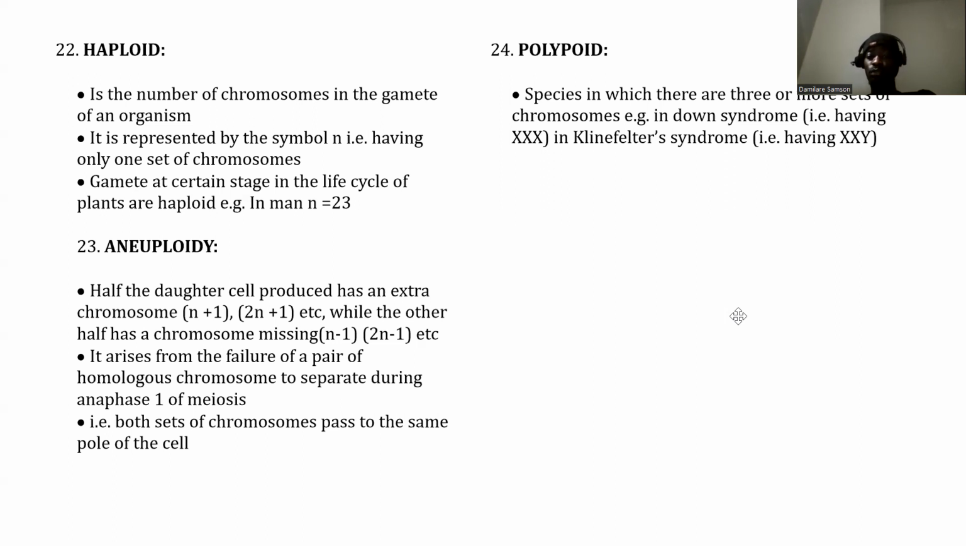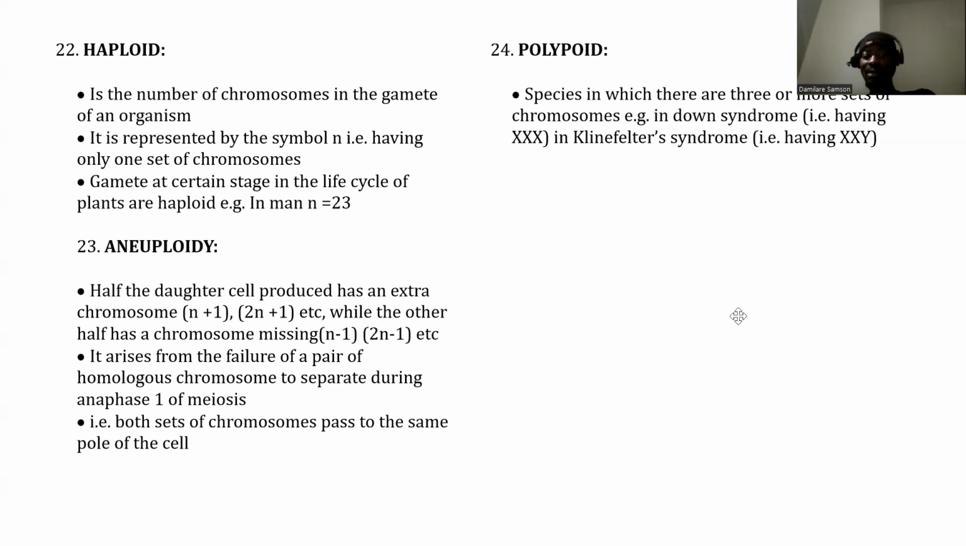Now, the daughter cell being produced during gamete formation is supposed to be N, just N, which is 23. And if it is a body cell, it is supposed to be 2N, which is 46. Now, half of these daughter cells produced have an extra chromosome added to them. So it will now be N plus 1 instead of ordinary N for a sex cell, and for a somatic cell, it will be 2N plus 1.